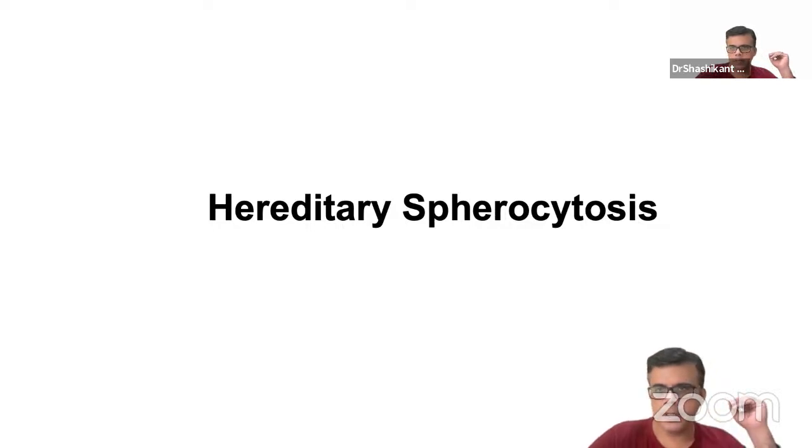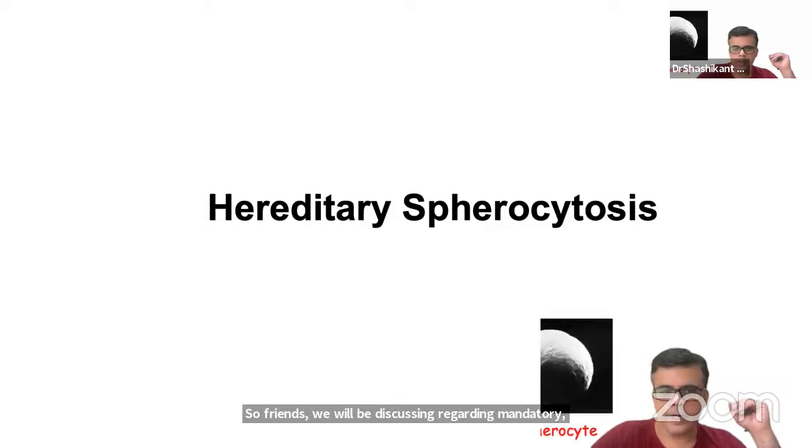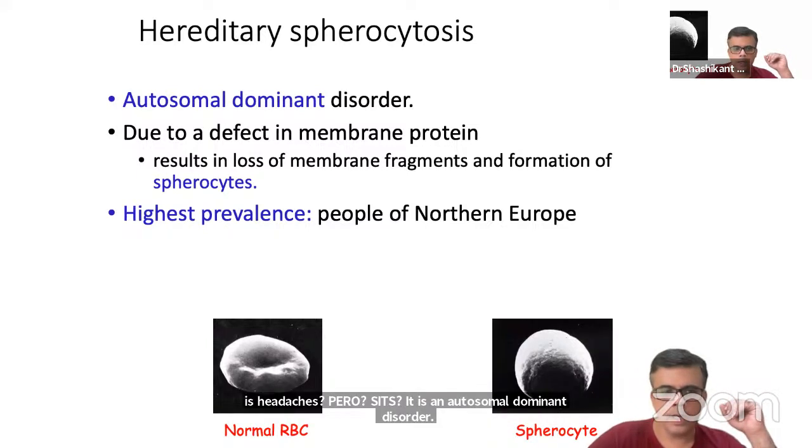So friends, we will be discussing hereditary spherocytosis. What is hereditary spherocytosis? It is an autosomal dominant disorder. And here you are going to see lots of spherocytes. So that is the key feature. You are going to see spherocytes.